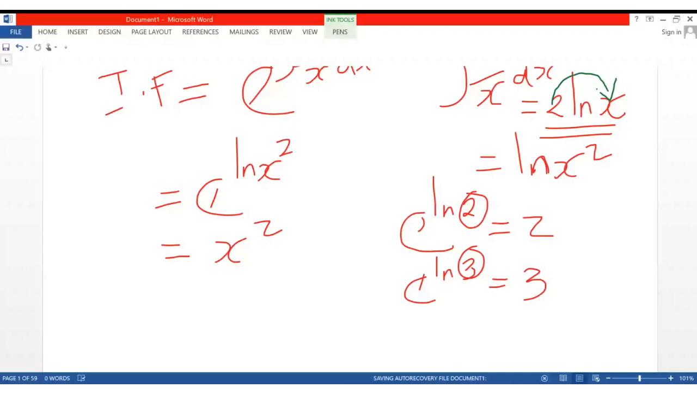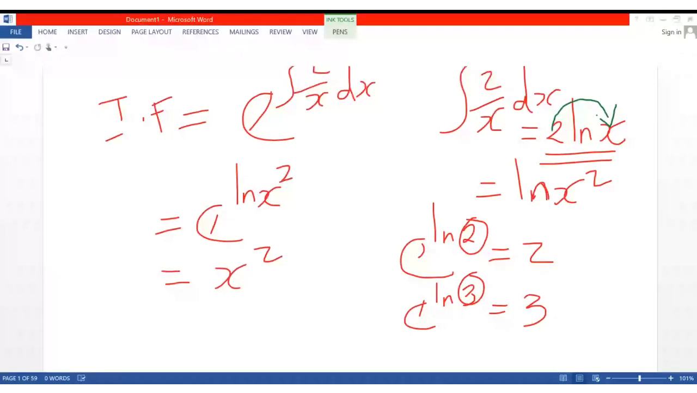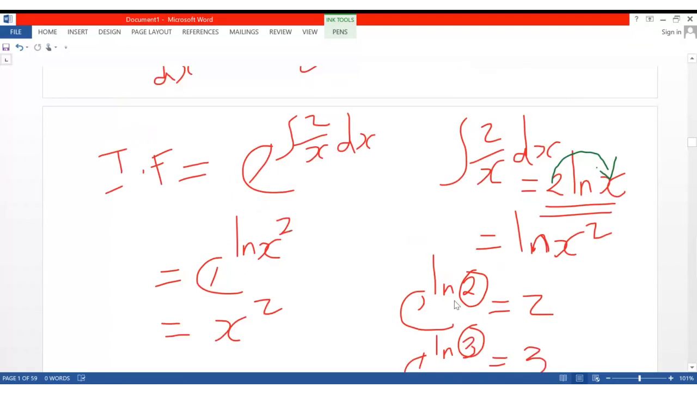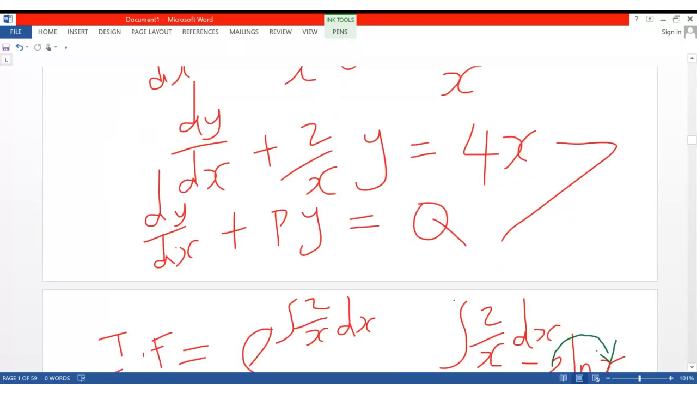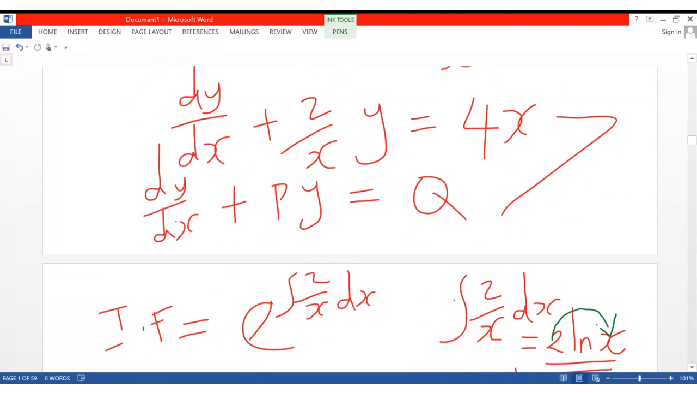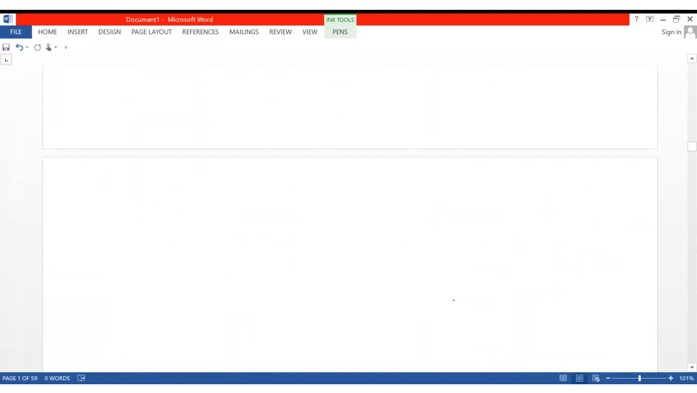So can we continue now? From there, my integrating factor, I've gotten it as x squared after simplification. I will multiply through the equation with this one. So what was my equation? I come back up here. The equation that I had done, I had dy/dx plus 2/x. I repeat that equation again. dy/dx.